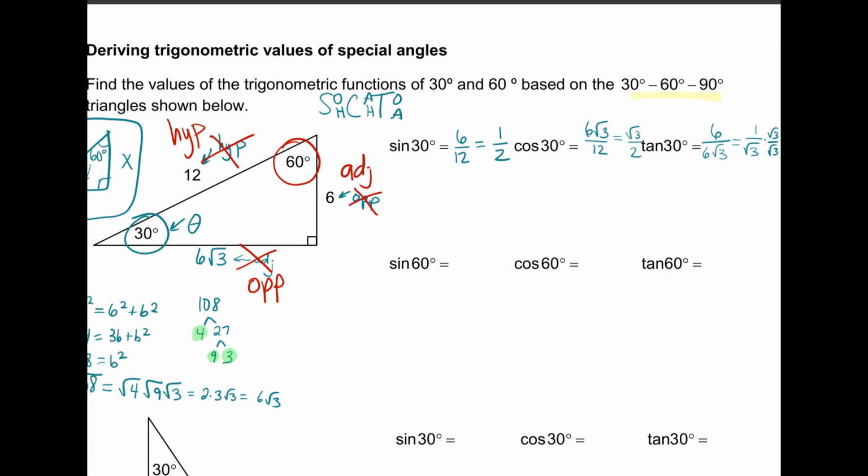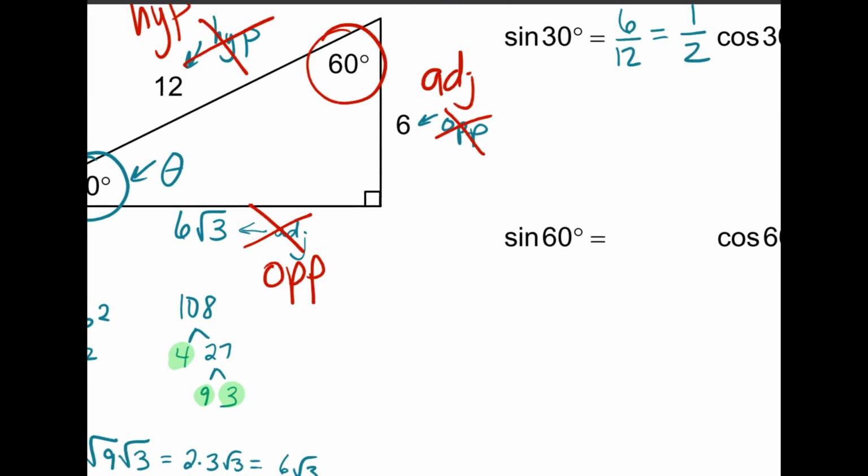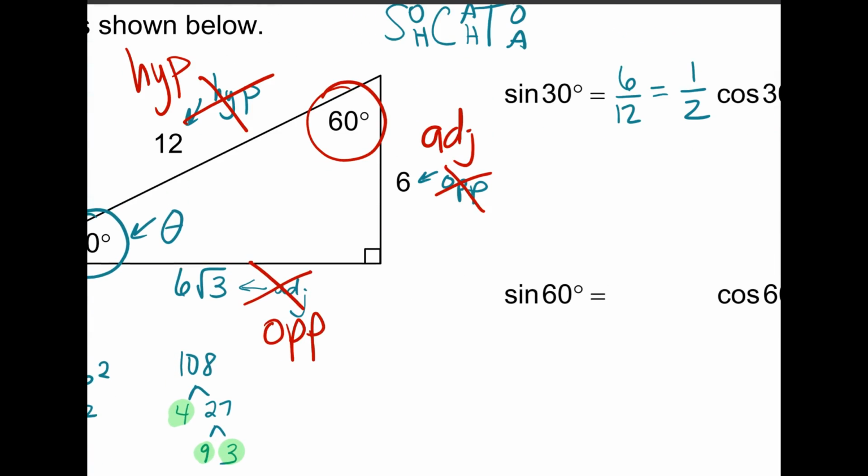So if I'm wanting to do sine of 60, that's going to be equal to, let's see, sine is opposite over hypotenuse. Here, my opposite is 6 root 3 over hypotenuse 12. I can simplify this to be root 3 over 2.